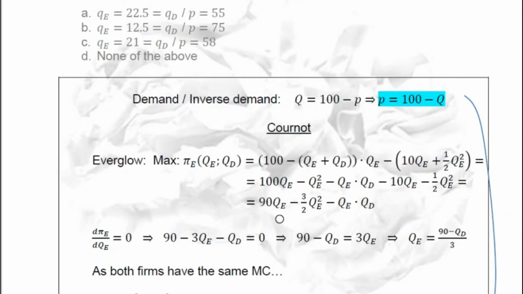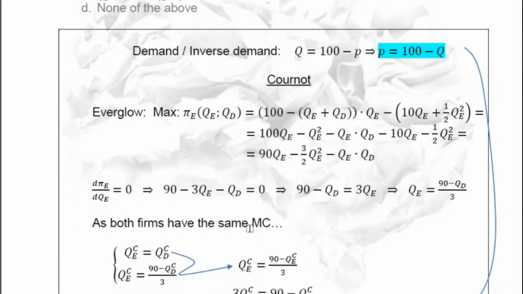So 90 minus 3QE minus QD equal to 0. If we isolate QE, we would have 90 minus QD divided by 3. This is the reaction function, or the best response function, for Everglow.